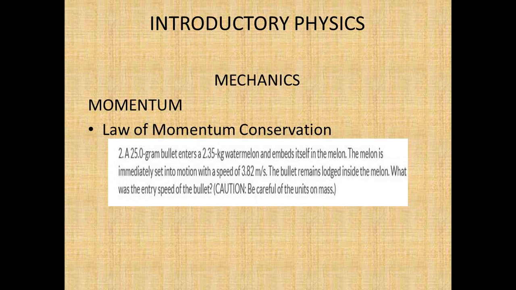Okay, so you have a 25-gram bullet. It enters a watermelon, 2.35 kilograms, and embeds in the melon. The melon moves, because the bullet is going to do that. The melon is immediately set into motion, and it has a speed of 3.82 meters per second. The bullet remains inside the melon. What was the entry speed of the bullet? So you approach it the same way.